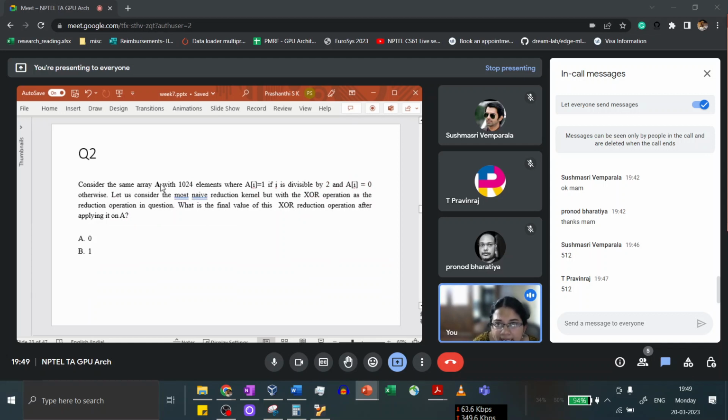Consider the same array A with 1024 elements where A of I is equal to 1 if I is divisible by 2 and 0 otherwise. Now consider the same reduction kernel but with the XOR operation, not addition. What is the final value of this XOR reduction operation after applying it on A? Now think a little more carefully. It's no longer simple addition, it's XOR. So try to remember the XOR truth table as a first step and then try to reduce this array. Again, I'll give you 2 minutes. Think about it.